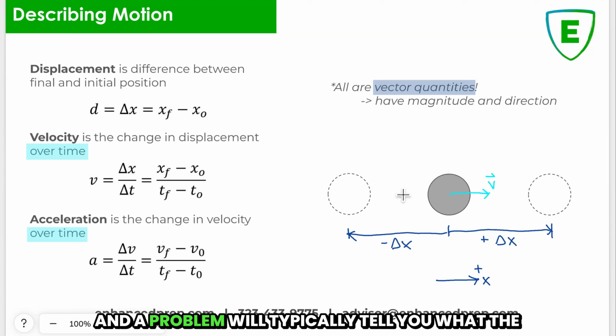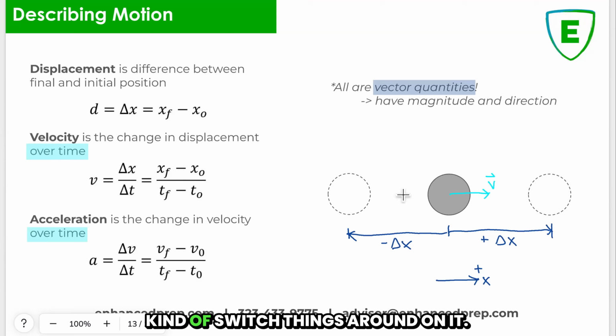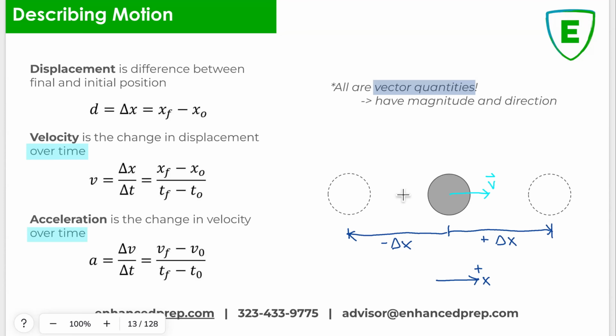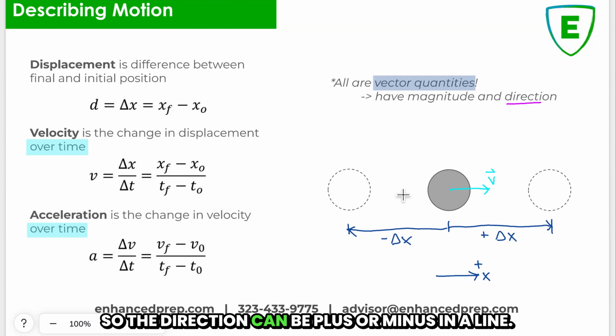And a problem will typically tell you what the direction should be because they don't want you to switch things around on it. Okay. So yeah, oh, and I'll add here too. So the direction can be plus or minus in a line.